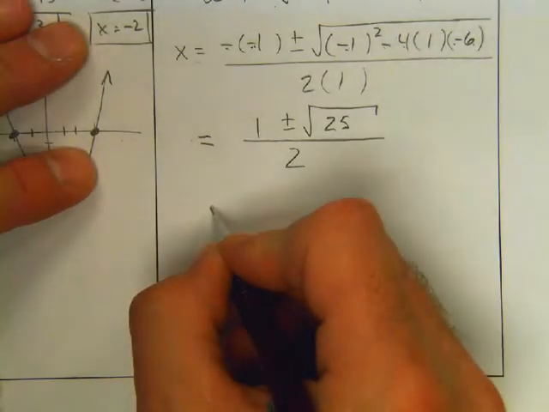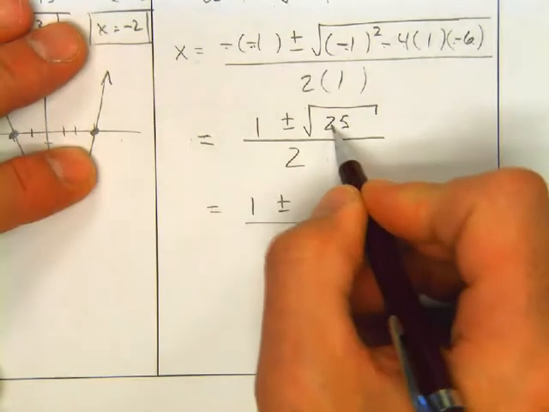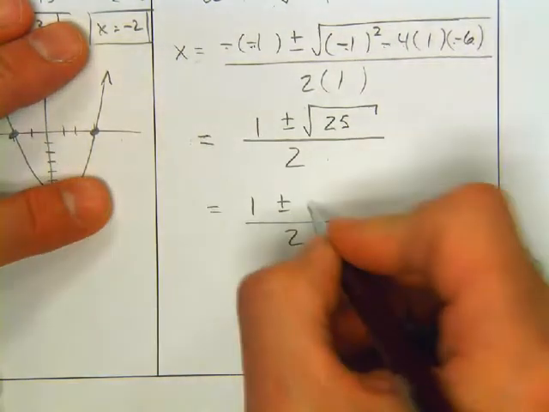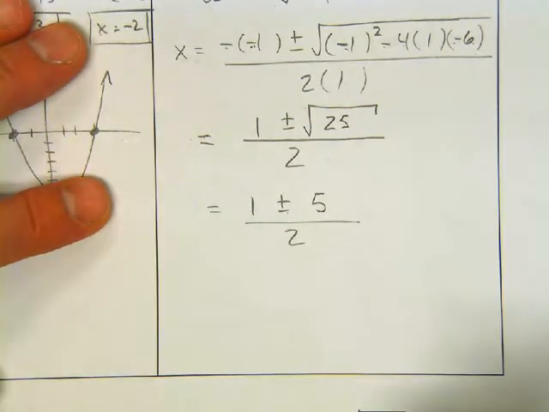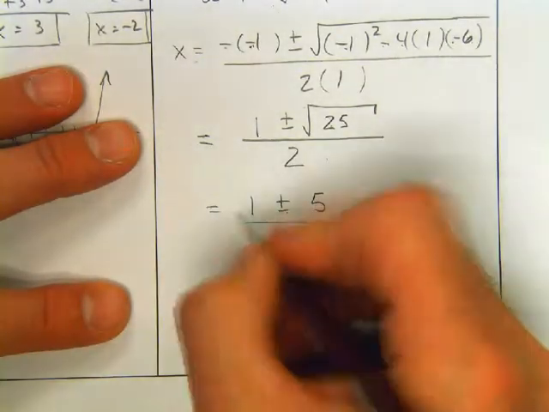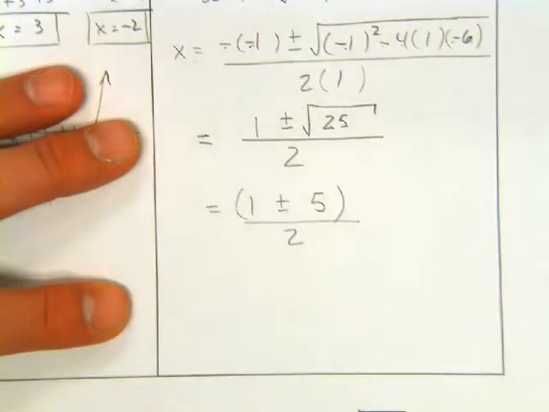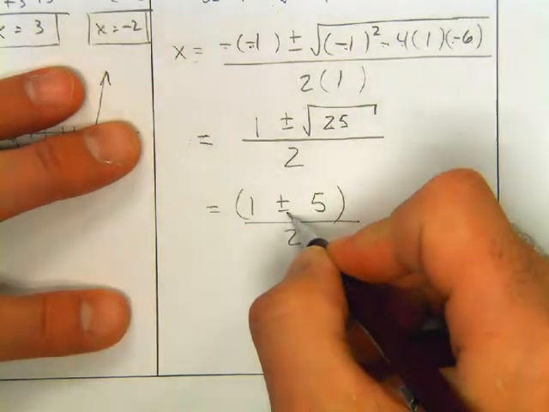So now we have 1 plus or minus over 2. The square root of 25 is 5. And we already have the plus or minus out in front. Okay? Now, you know the other thing I'm going to do? I'm going to put the whole upstairs in parentheses. Because we have a plus and a minus here, we have 2 answers.